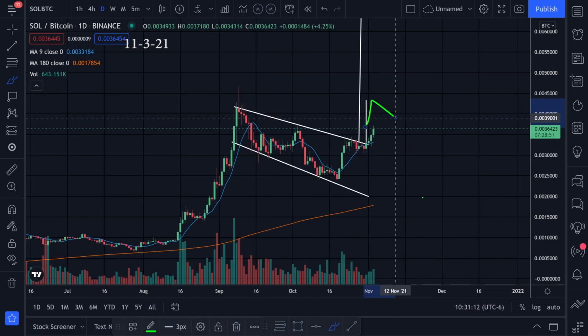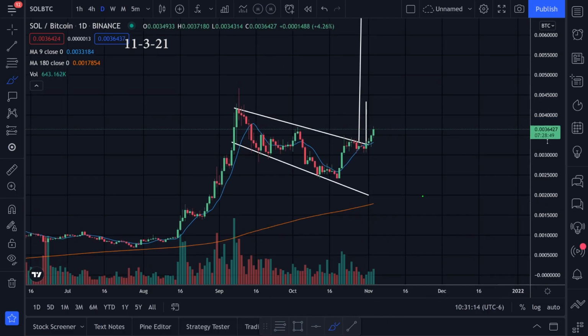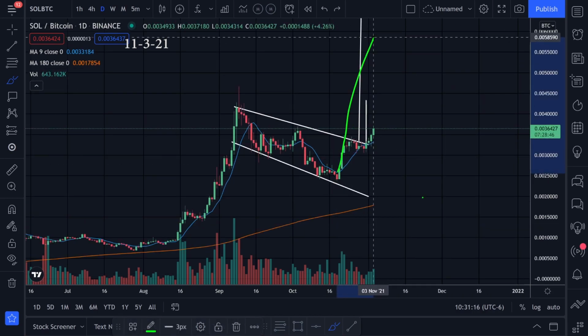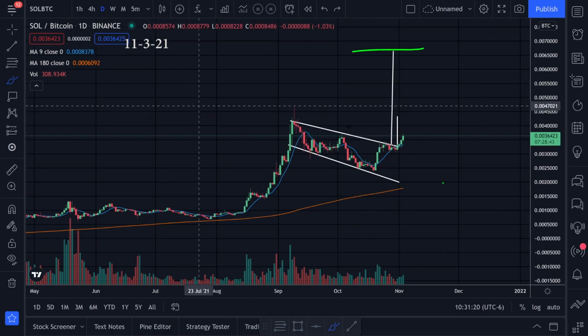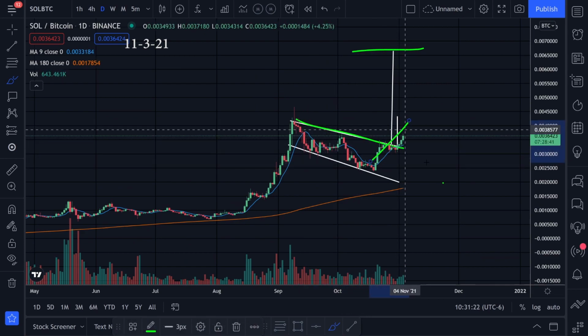Let's see if we get resistance on here, or if we're able to just break through and keep on running and complete this bull flag target. I do really like the way that we broke out of this trend line though to the upside.